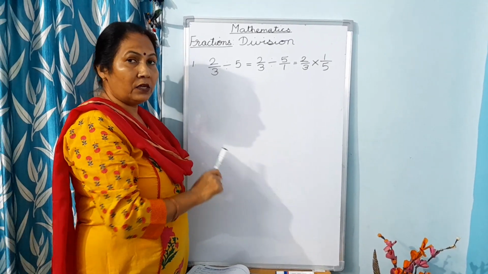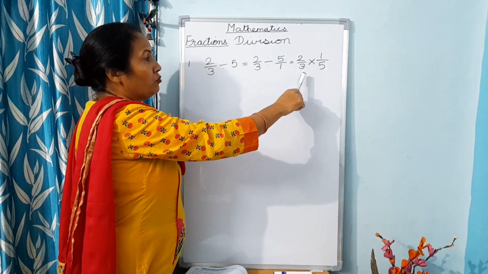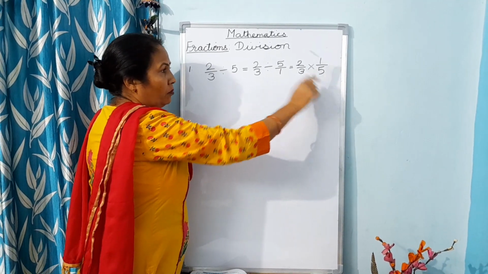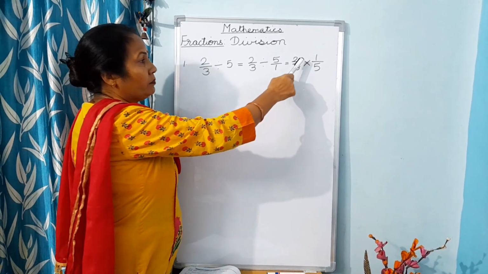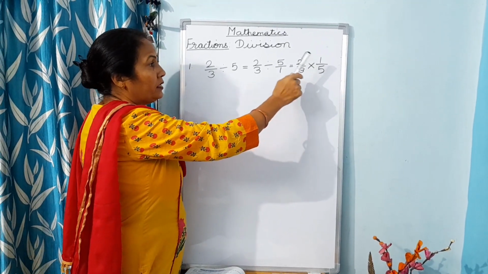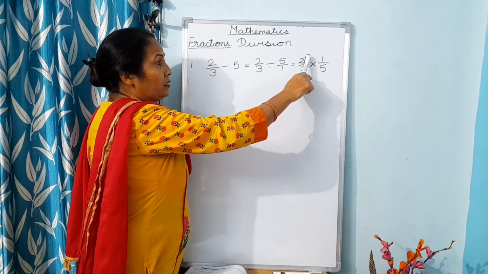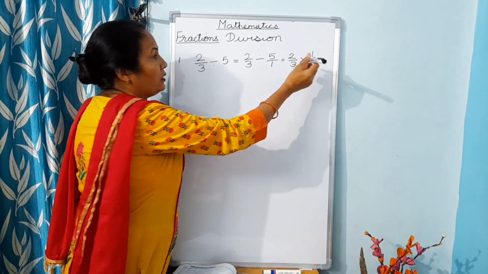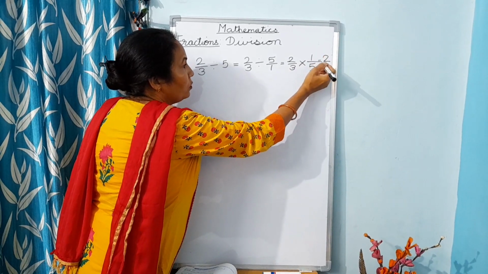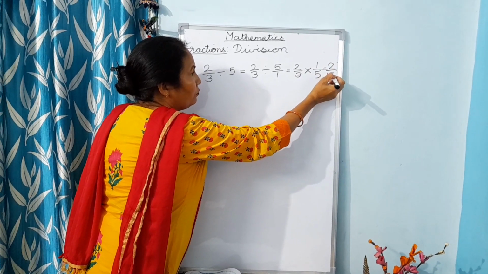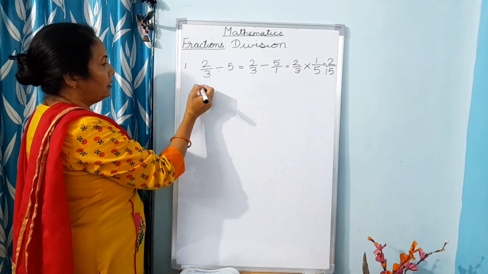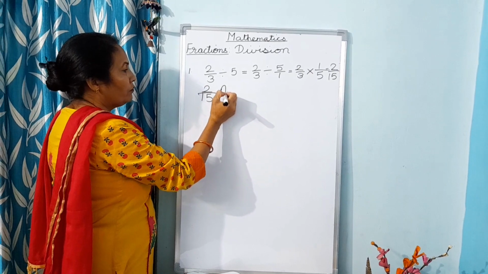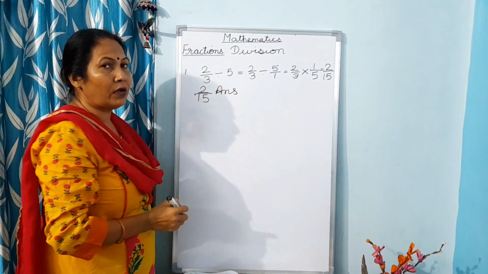So no, here they will not cancel. So you are going to straight away multiply the numerators and the denominators. You will not multiply the numerator and the denominator, only the numerators with each other and the denominators with each other. So 2 ones are 2 and 5 threes are 15. So the answer is 2 upon 15. This is how you have to do it.